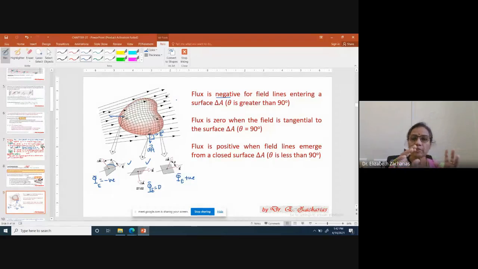Okay. Now, whether this net flux for the entire surface is going to be positive or negative depends on how many lines are entering and how many are going out. If the number of lines entering is equal to the number of lines going out, then flux is 0. If the number of lines entering is larger than the number going out, flux will be negative. If the number of lines entering is less, what is going out is more, then it is positive. Okay?